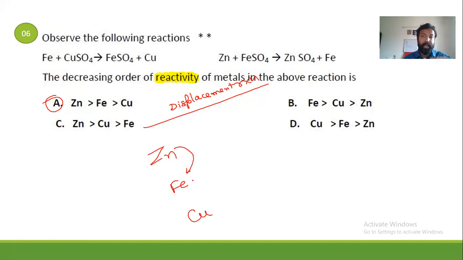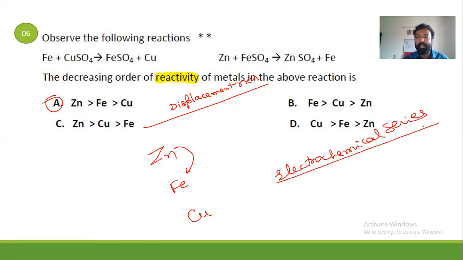Definition-wise, we say a metal found above in the series can displace another element found below it in the electrochemical series. So zinc displaces iron from iron sulfate. In fact, iron displaces copper from copper sulfate. Obviously, this is the order of reactivity. And the answer for the sixth question is A.